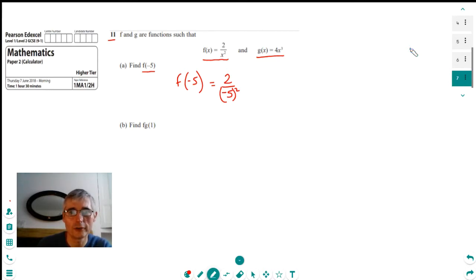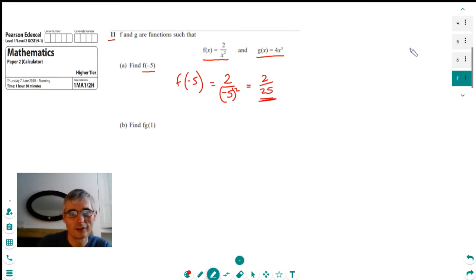The pitfall on this question being that you put the minus outside the bracket and then you get a negative number, when in fact, because we're squaring a negative number, we're going to end up with a positive answer. So that will become 2 over 25, and we could leave it like that. That would be perfectly fine.